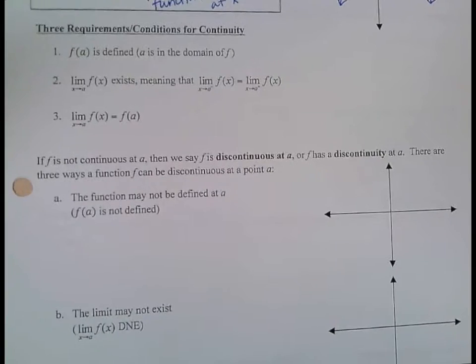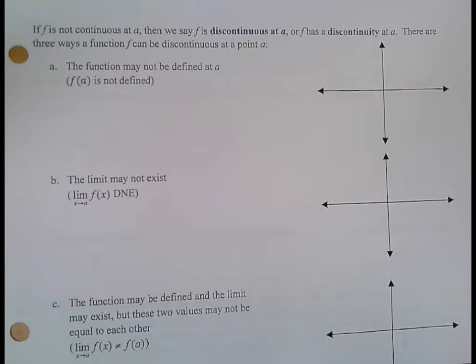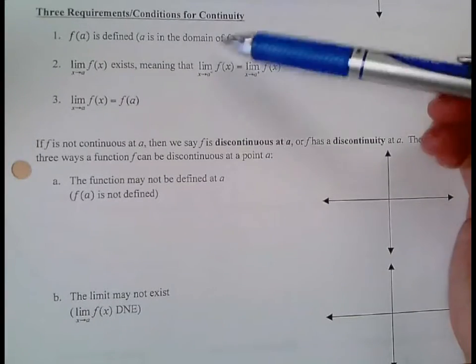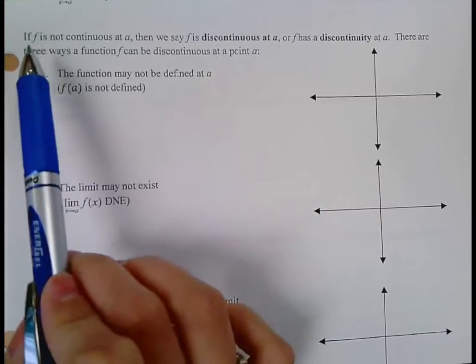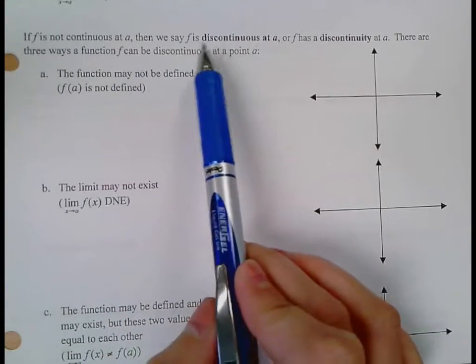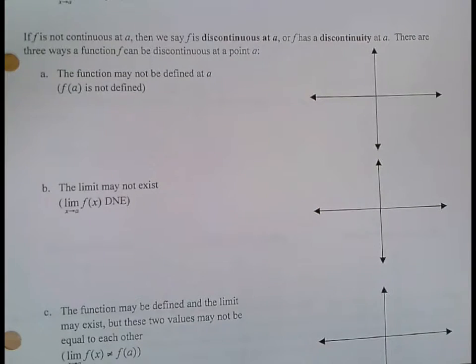Sometimes it's easier to understand what something is when you have a visual of what it's not. If there are three requirements for a function to be continuous, that means there are three ways a function can be discontinuous or not continuous. If we say f is not continuous at a, we can say it's discontinuous at a, or that it has a discontinuity at a. Those are different phrases you'll see. And like I said, there are three different ways in which it can be discontinuous.